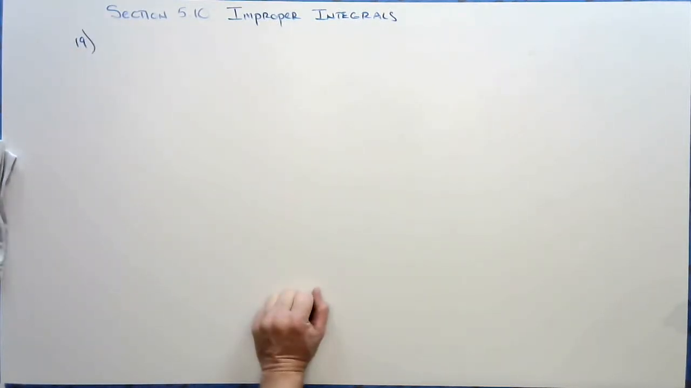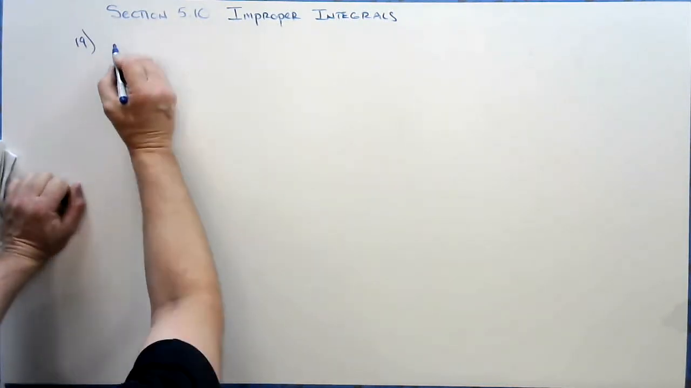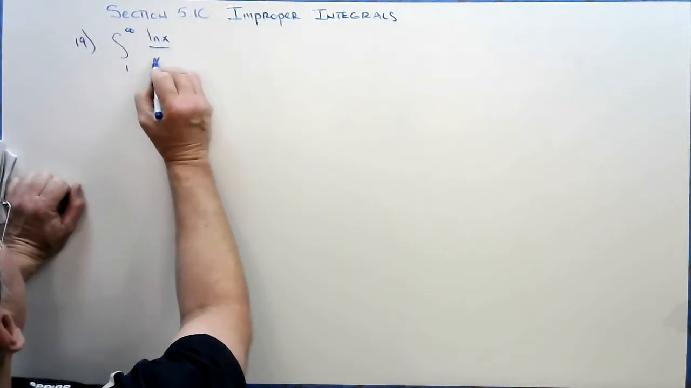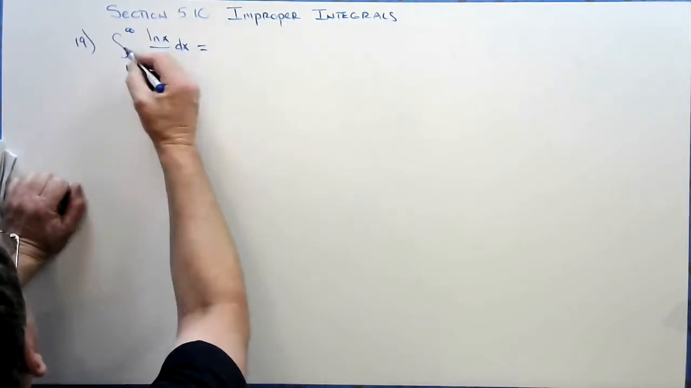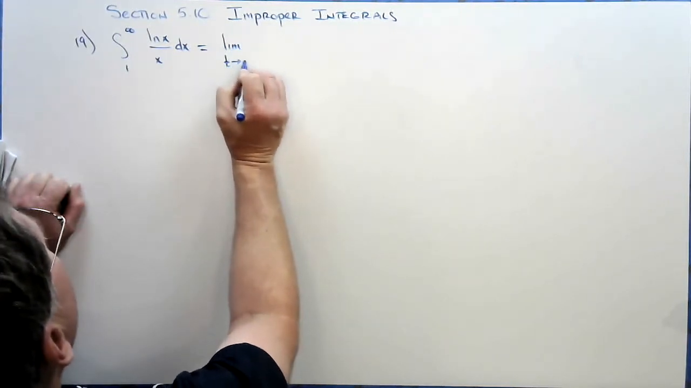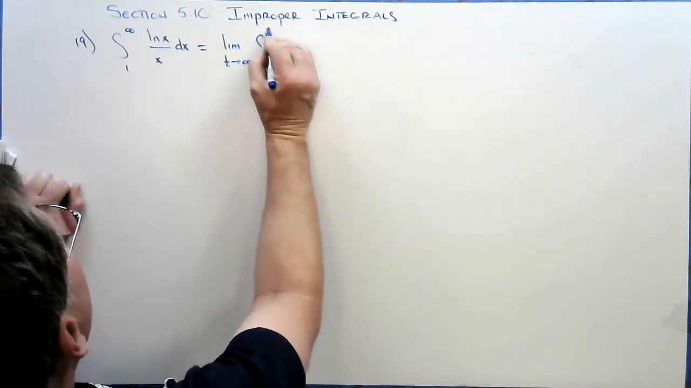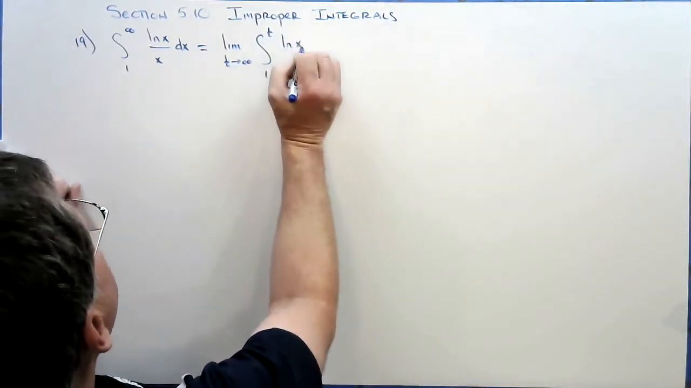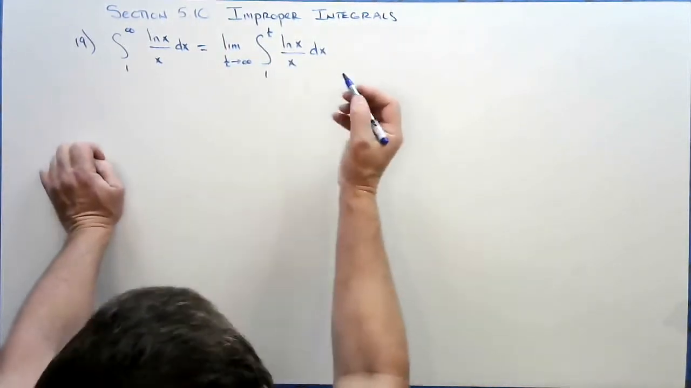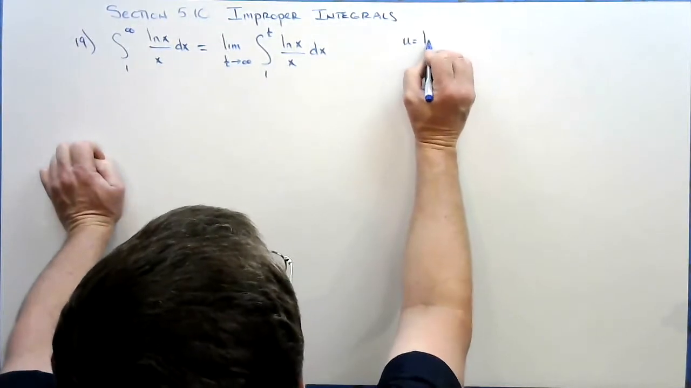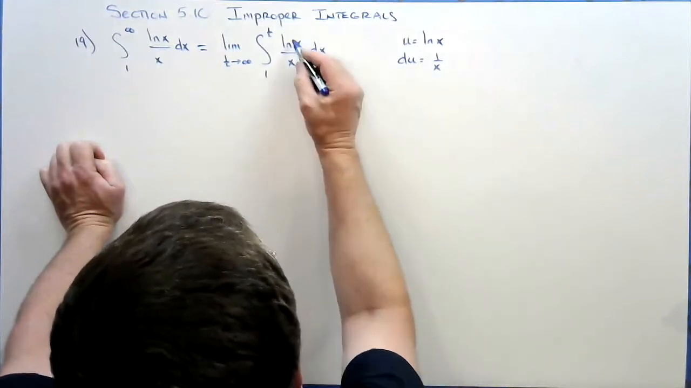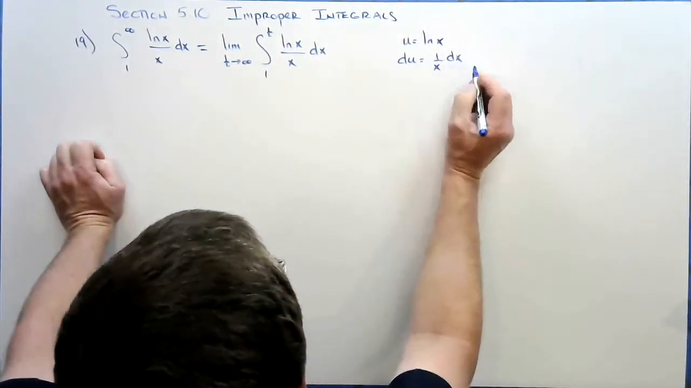19 is the integral from 1 to infinity of the natural log of x divided by x dx. Another improper integral. We'll have to rewrite this as the limit as t approaches infinity, the integral from 1 to t, ln of x over x dx. This is a u substitution as well. We're going to let u equal the natural log of x. The derivative of that is going to be 1 over x, which we have, dx.